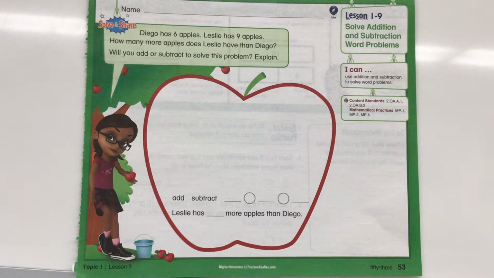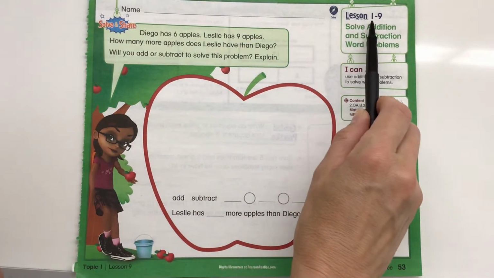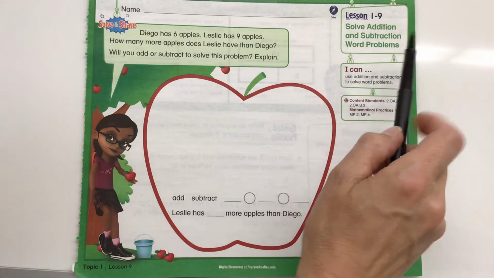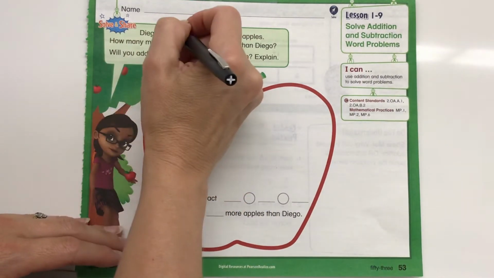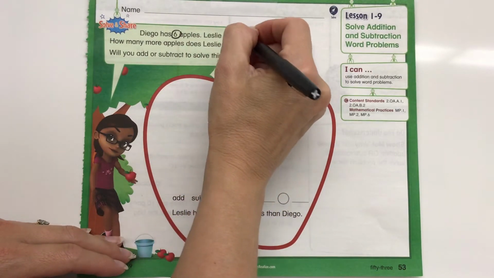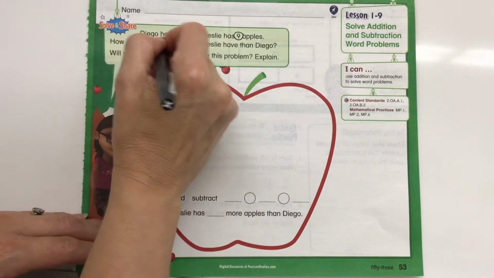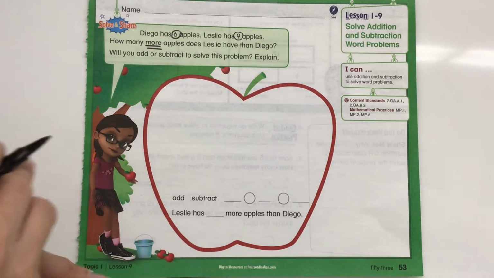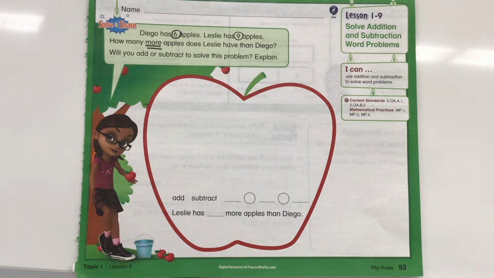Okay, this is second grade math lesson 1-9. Solve addition and subtraction word problems. Diego has 6 apples. Leslie has 9 apples. How many more apples does Leslie have than Diego? Will you add or subtract to solve this problem? Well, you can do it either way.